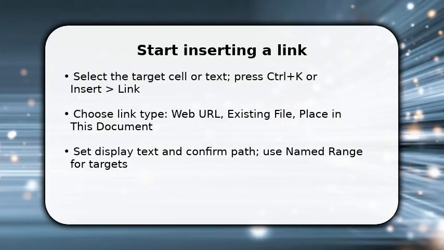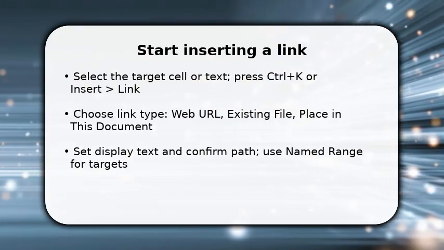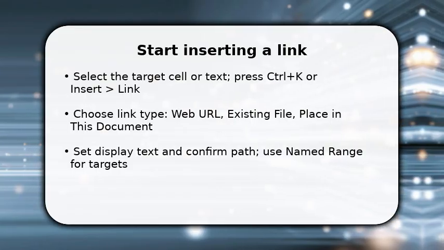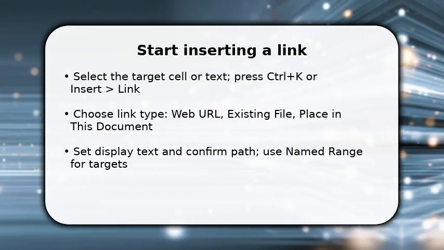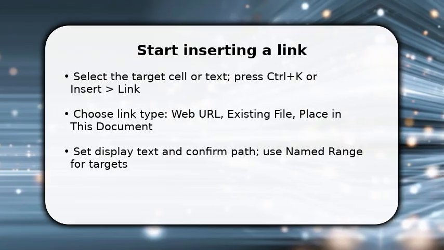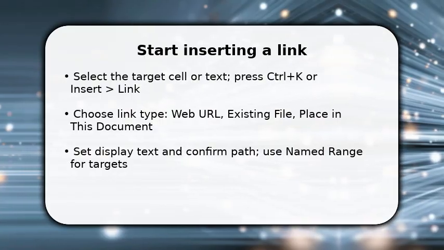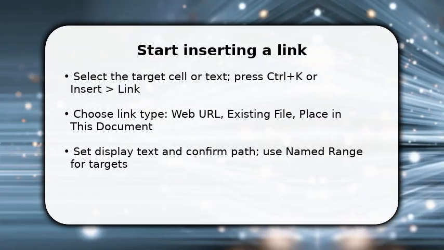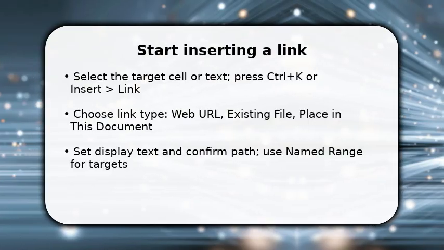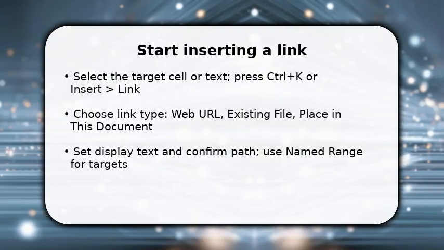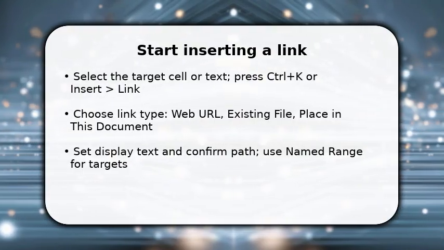You begin by selecting the cell or text you want linked, then press Ctrl+K or choose Insert Link to open the dialog. Explain the choice. A web URL opens a browser, an existing file opens the file, and Place in This Document navigates to a sheet or cell. Once done, type the display text so readers see friendly names, then enter the address or pick a named range. Make sure the path and sheet name are correct before you confirm.